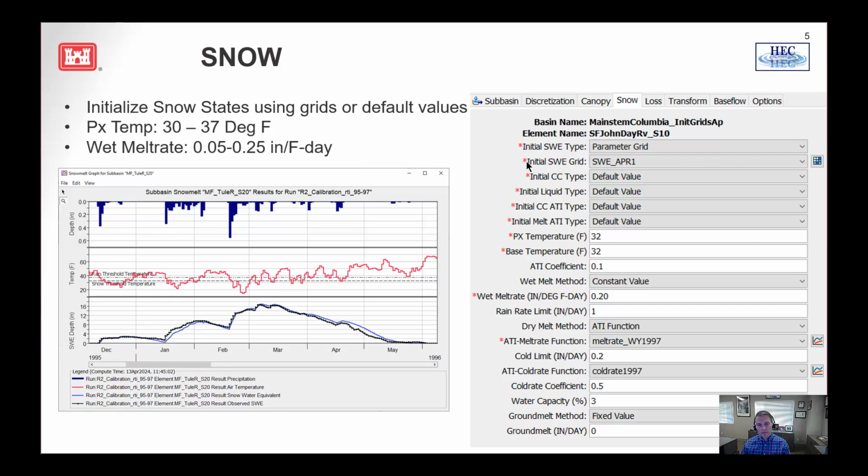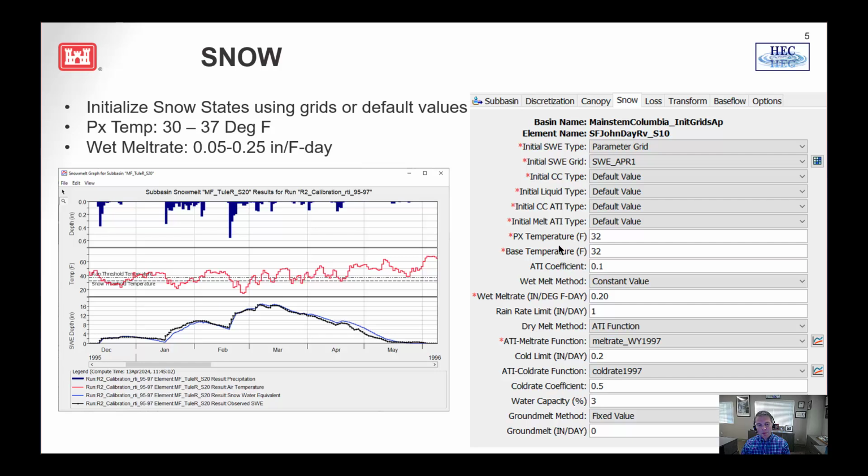Okay, so you do need to configure your initial SWE because you have to set that initial SWE correctly at the very beginning of every simulation. The next parameter to really understand is the PX temperature. The PX temperature, what that means is this is the temperature that differentiates liquid precipitation versus frozen precipitation.